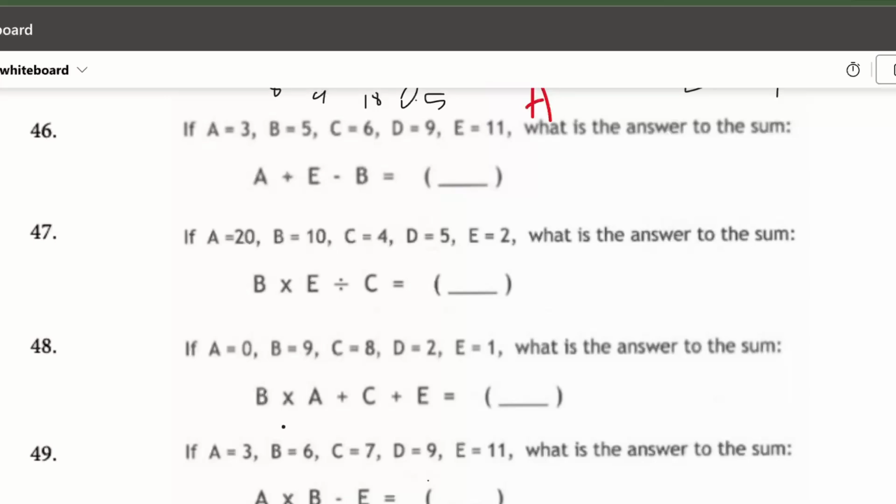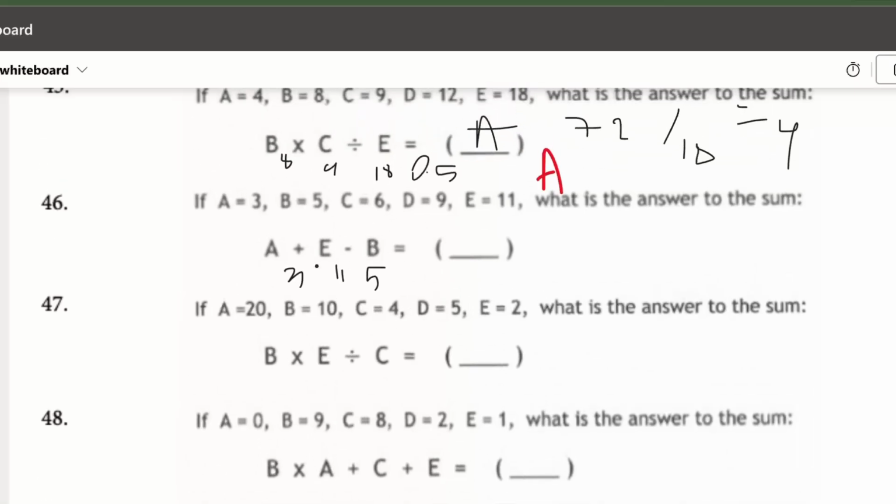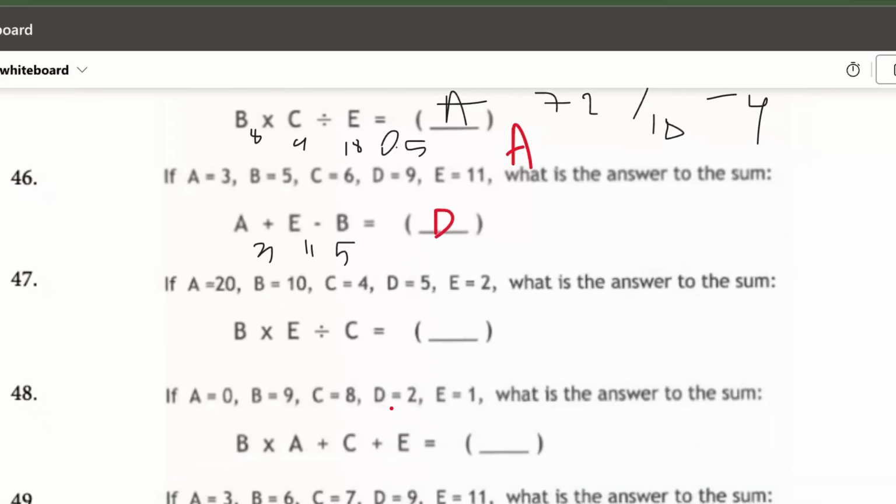Question 46, we have A plus E minus 5, BIDMAS. We do addition first. So 14 minus 5 is going to be 9, which gives us a D. 47, we have 10 times 2 divided by 4, and then BID, we divide first, is going to be half. 10 times a half is going to be 5, which is D.